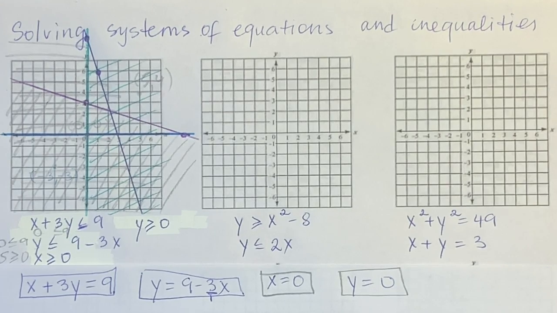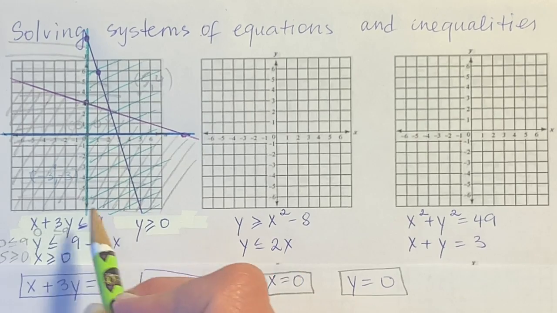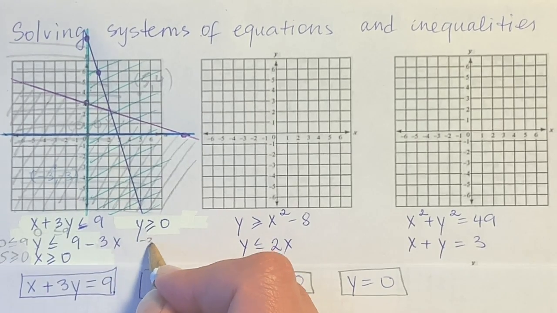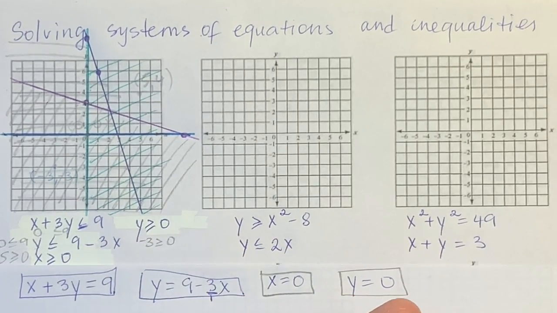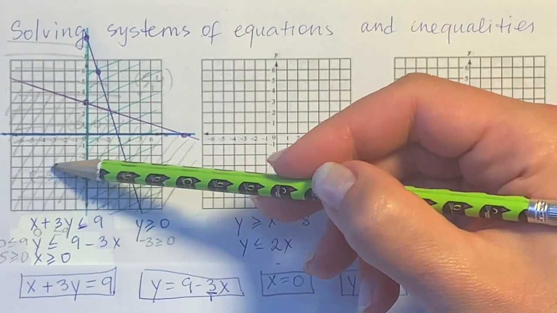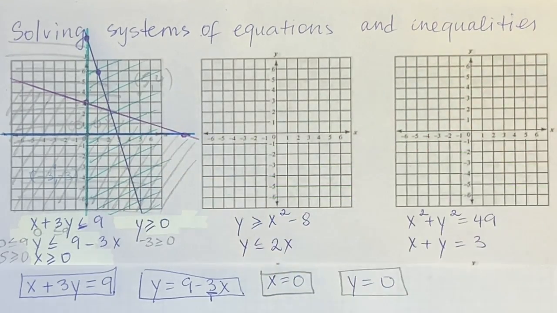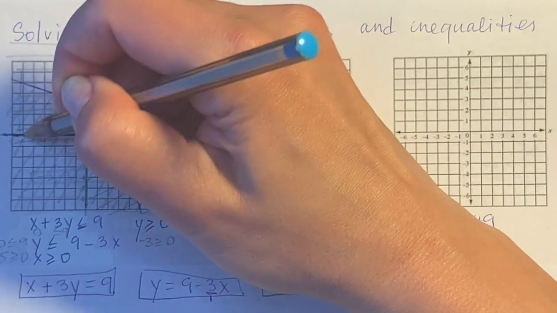My original inequality was y is greater than or equal to 0. So y is now -3 from this point. So -3 is greater than or equal to 0. Is this true? No, it's false. So the point was below the blue line, and it gave me a false statement. So what that means is I need to shade the other side of the blue line, so it's above.